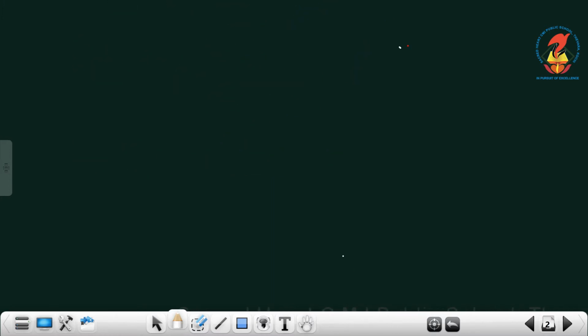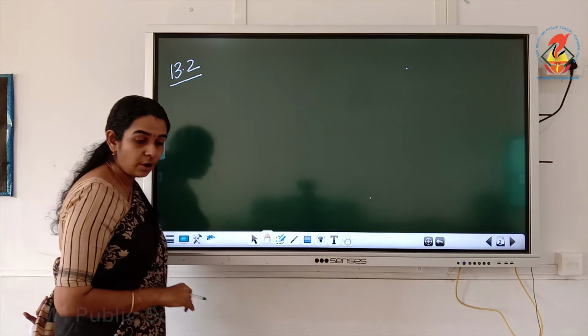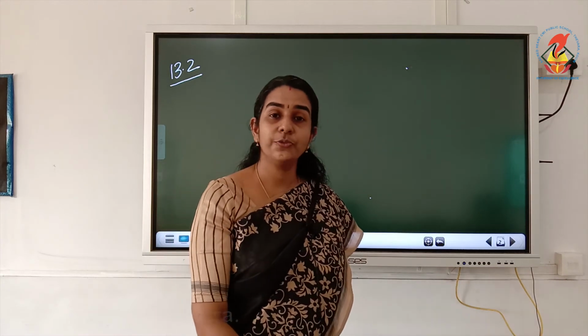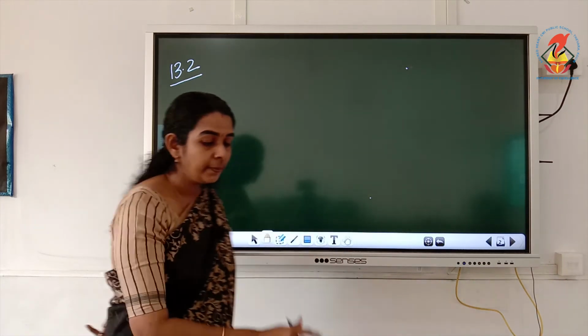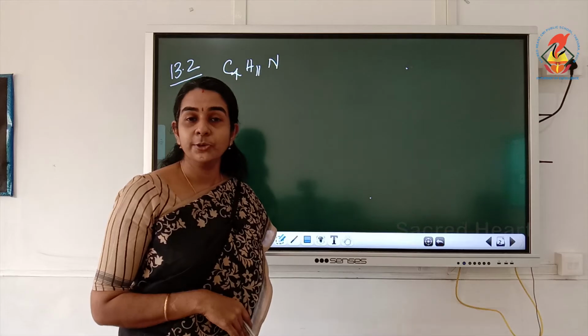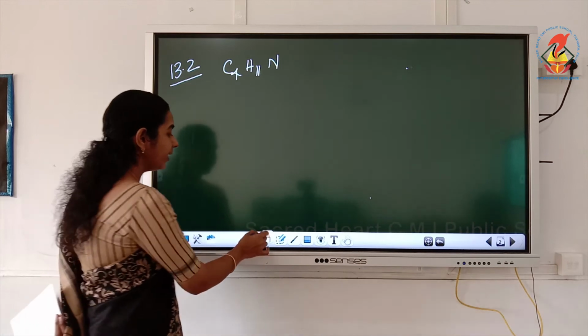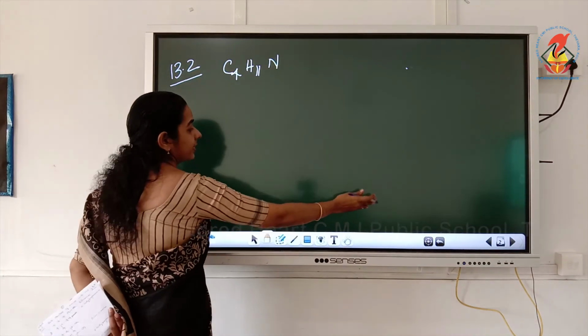Now in the in-text, there is one more question, that is 13.2. Write all the isomers of the compound with molecular formula C4H11N. This is the question: to write all the structural isomers of the compound with molecular formula C4H11N. How can we write the structural isomers?